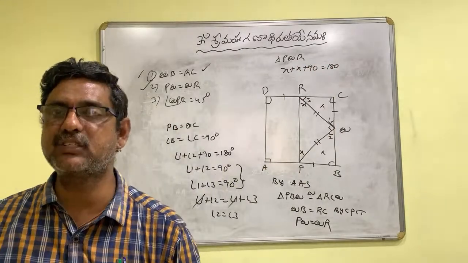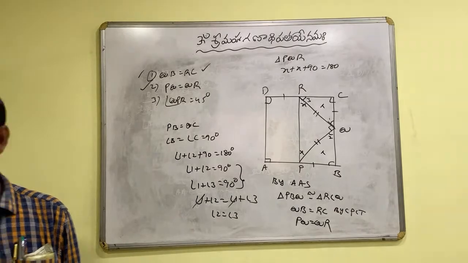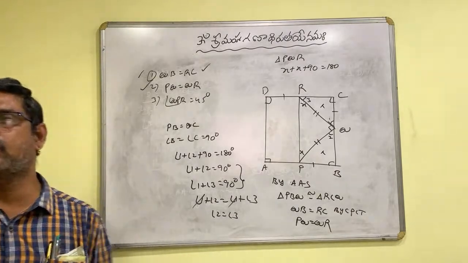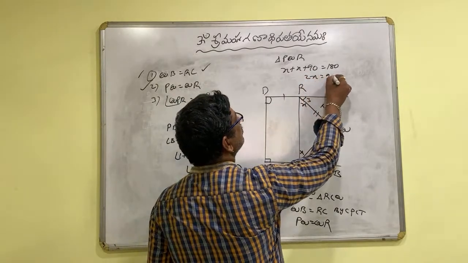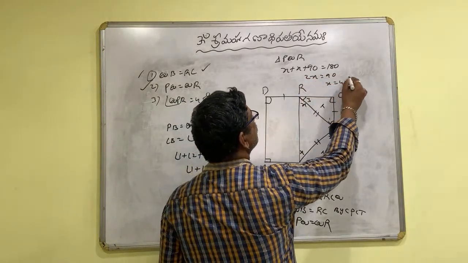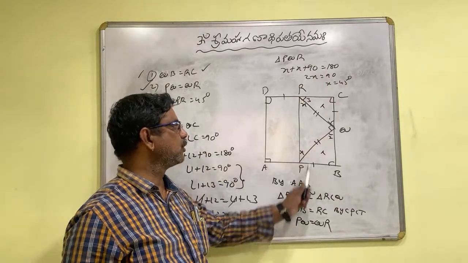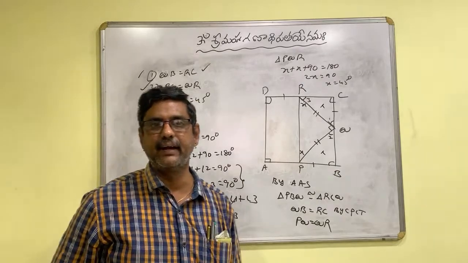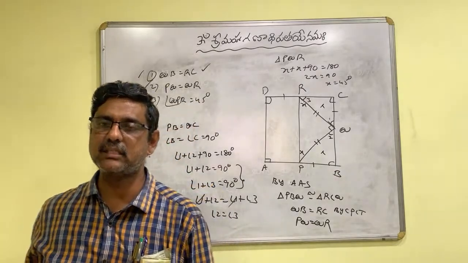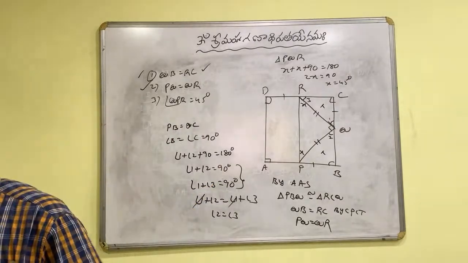X plus X plus 90 is equal to 180. Then 2x is equal to 90, x is equal to 45. So what is x? QPR or QRP, whatever it may be, 45 degrees. QPR is 45 degrees. Understand children?